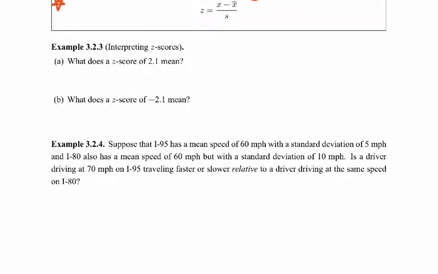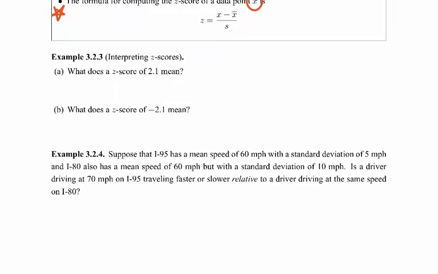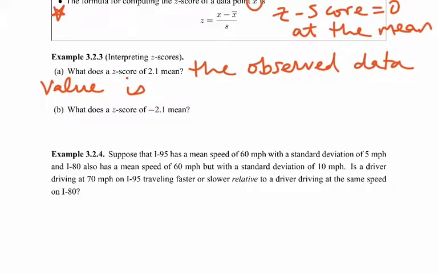So what does a z-score, for example, of 2.1 mean? A z-score of 2.1 means that the observed data value is... and z-scores can be negative. So a z-score of 0, let me mention that, means that you're at the mean. So it's kind of like a number line. 0 is right in the middle where the mean is.